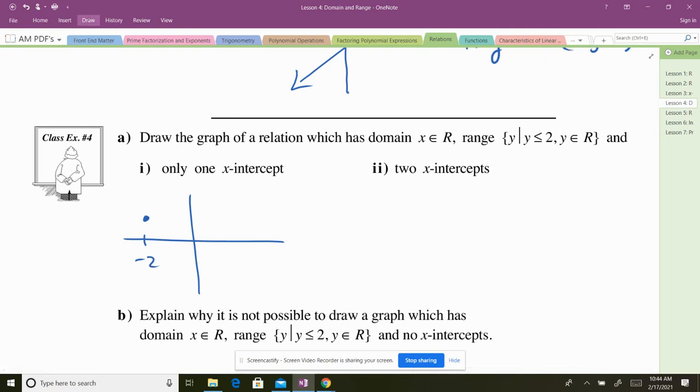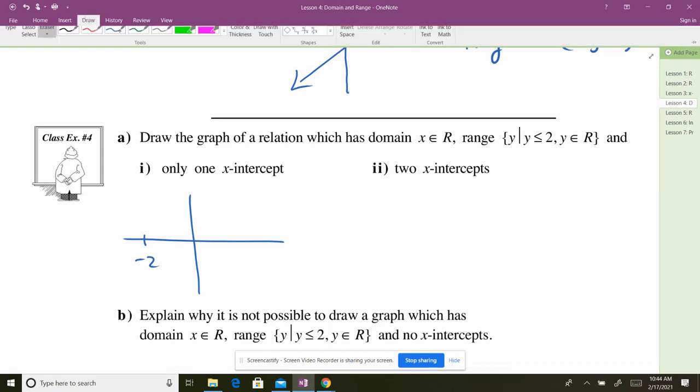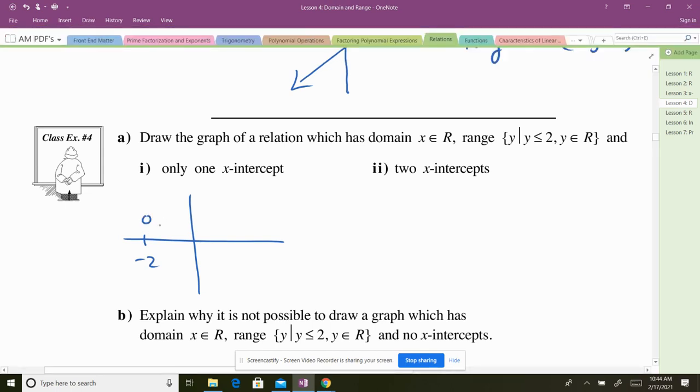Actually, let's do a circle. Boom. That is the graph, people. All right. All right, domain and range.